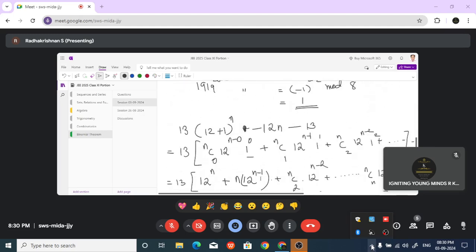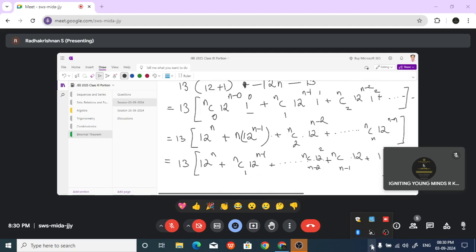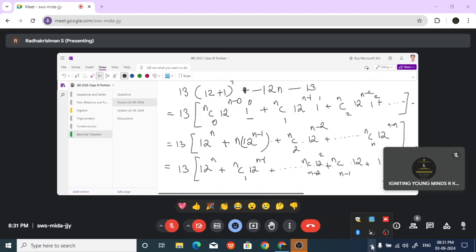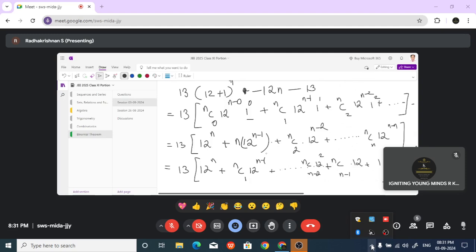When we do that, they want the remainder when divided by 144, which is 12 square. Now we need to see in which terms the 12 square factor is present.